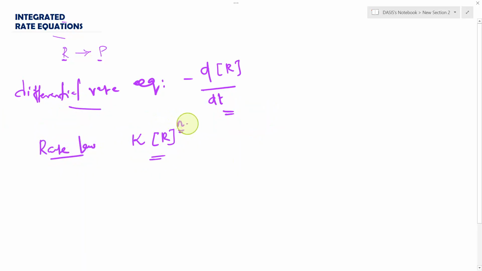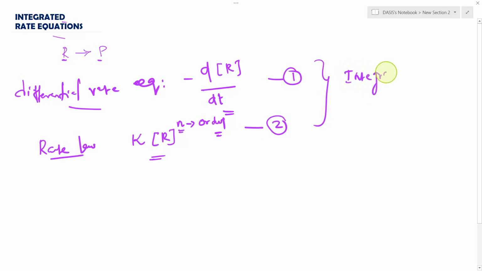So here n is nothing but the order of the reaction. This is the rate equation with respect to differentiation, the differential rate equation. This is also a rate equation with respect to rate law. So we are going to combine these two rate equations and make integrated rate equations, right? Integrated rate equations. Got it?